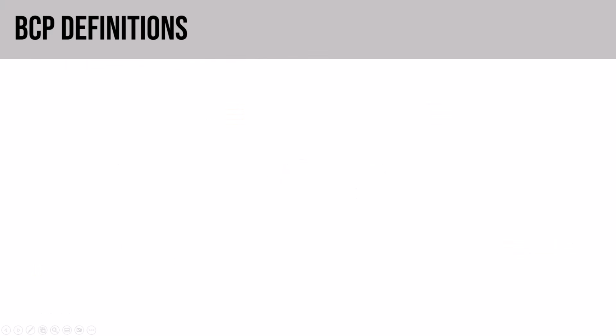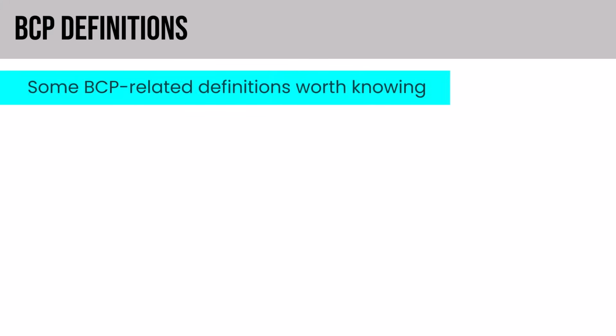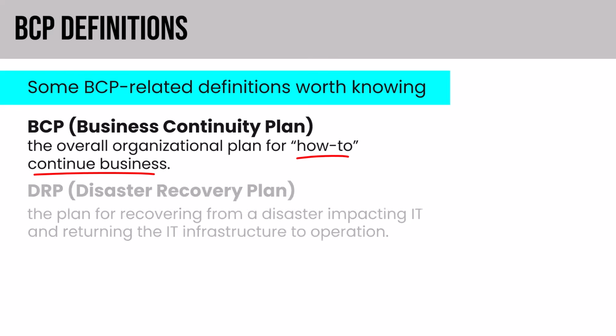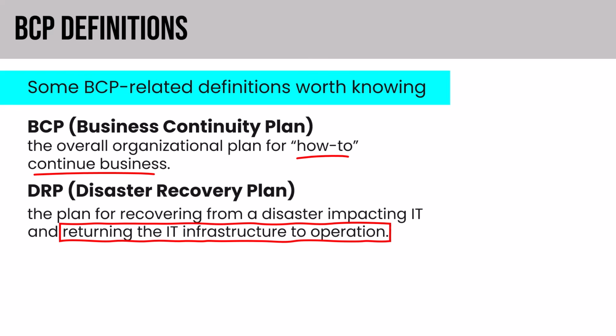So let's talk about business continuity and disaster recovery. A couple of definitions related to business continuity and disaster recovery worth knowing. So we have the business continuity plan, which is the overall organizational plan for how to continue business. And then the disaster recovery plan, which is the plan for recovering from a disaster impacting IT and returning the IT infrastructure to operation.